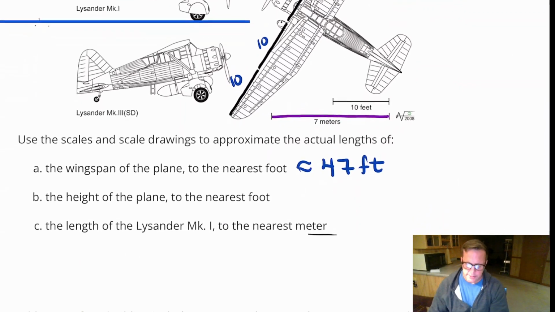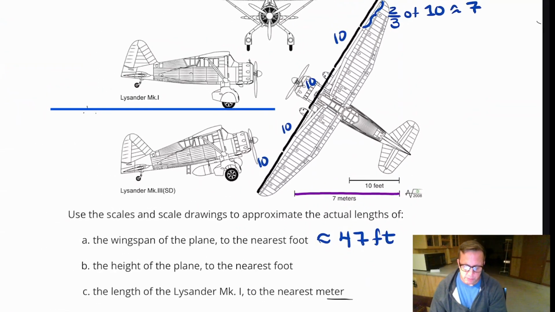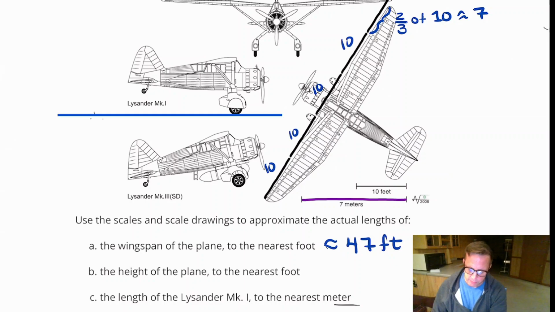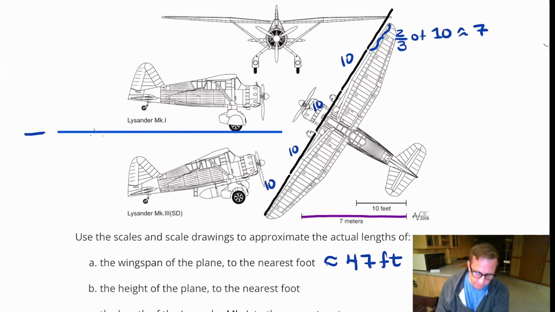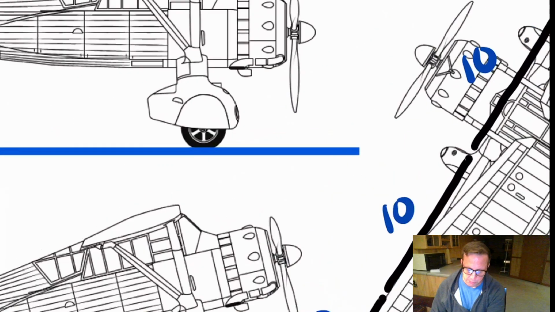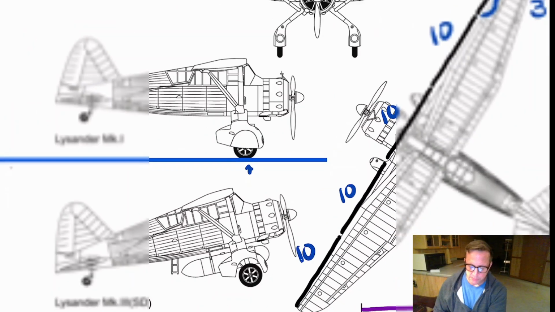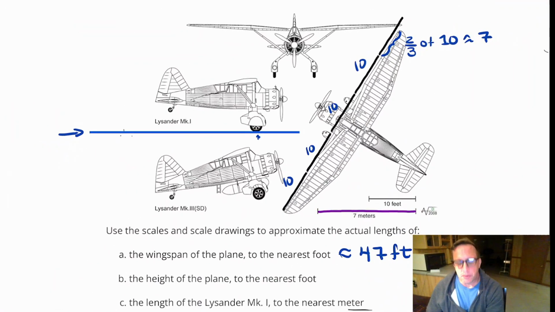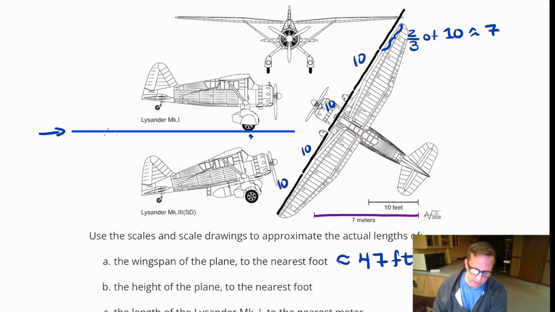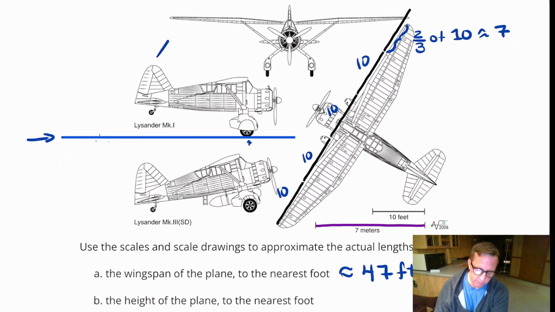Now, the height of the plane to the nearest foot. Before I started this video, I put something that looks like the ground. That line does not represent the length of the plane. It just represents the ground, because you can see that's where the wheel is touching. It's not perfect, but we want to know the height. The highest point on that plane is that part of the tail, so I'm going to measure that point to the ground.